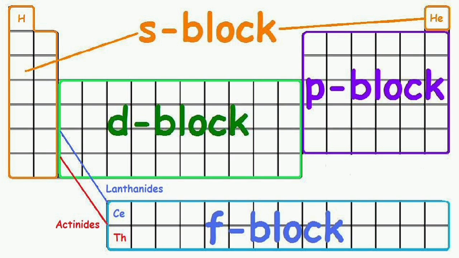Now group 1 and 2, the metals, they make up the S block elements in the periodic table. They are called alkali metals for group 1, alkaline earth metals for group 2. So the metals in group 1 and 2, the alkali metals and the alkaline earth metals, make up the S block. Okay? And then group 3 to 7 and 0, group 3, 4, 5, 6, 7, 8, which is 0, they form the P block elements.